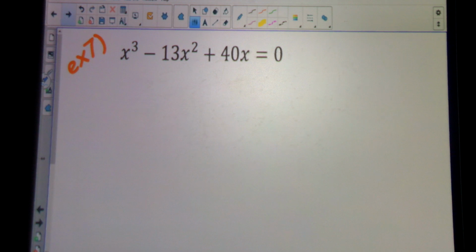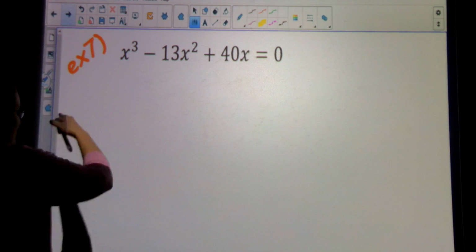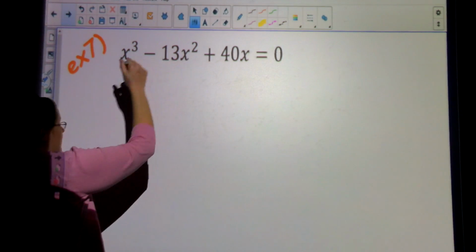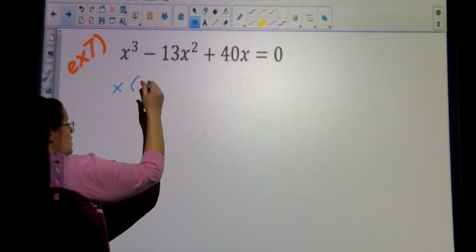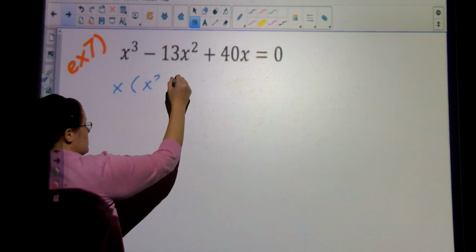Oh, this one's good. This one's good because it's different. What's that degree? The degree is 3. This isn't a quadratic. And the ABC method is only for quadratics. But I can pull out a GCF first. See how they all have an x in common? Factor out an x.